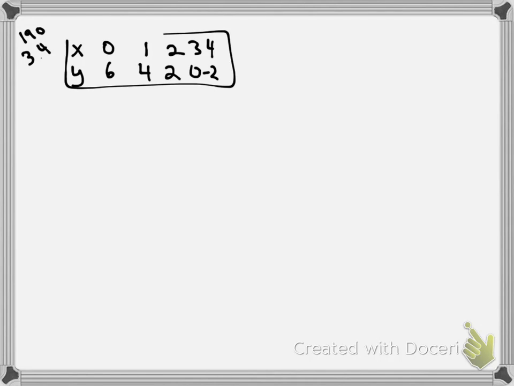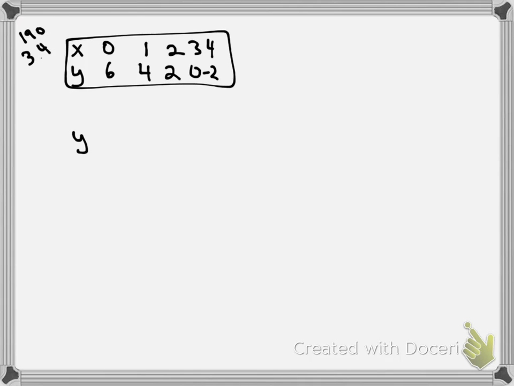So let's go ahead and look at that chart. It gives you your x values, the blue one, at 0, 1, 2, 3, and 4, and then your y values at 6, 4, 2, 0, and negative 2. After that, it says that the inverse function, or the inverse relation, will flip them. So now your y values will be the x values of the previous problem.